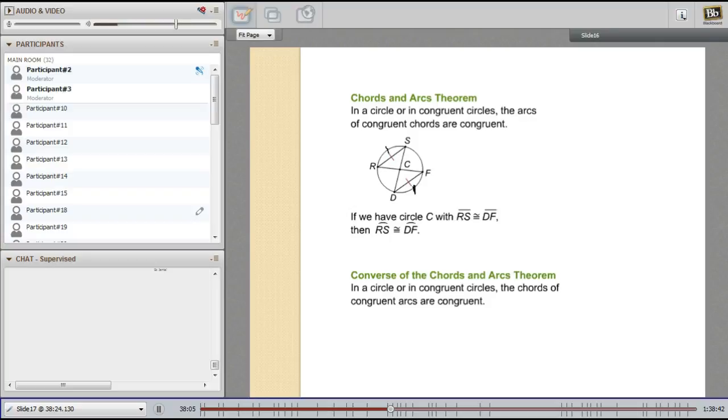Okay, and then the converse of the chords and arcs theorem is just reversing it. In a circle, the chords are congruent if the arcs are congruent. So let's say you're given a picture with just the arcs showing that they're congruent, then you also know that those 2 chords are congruent as well. So that's the converse.